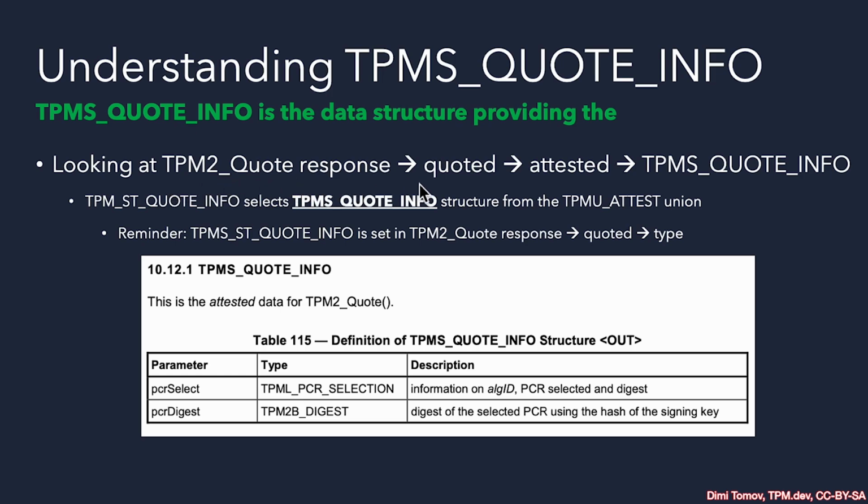From the TPM2 quote response, we looked at the quoted structure which holds the evidence data in raw format as a buffer. Then we looked at the attested structure, which again holds the evidence-specific data, other than the magic value of the TPM, the version of the TPM, or the extra data that we added as the caller to the TPM2 quote. And we are now looking at the TPMS_QUOTE_INFO structure because TPM_ST_ATTEST_QUOTE was set in the type field of our evidence. This is in essence the actual data that we requested the TPM to sign, the PCR digests.